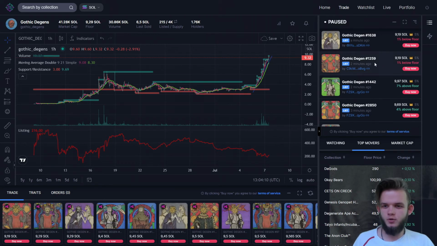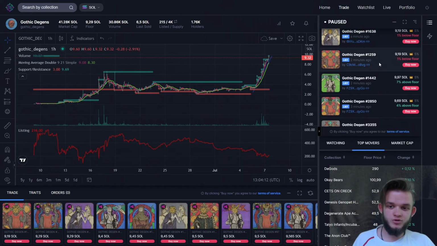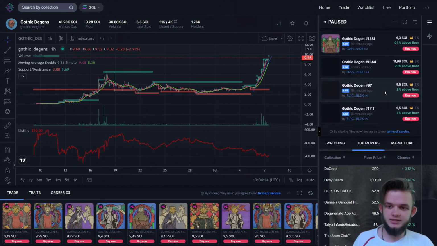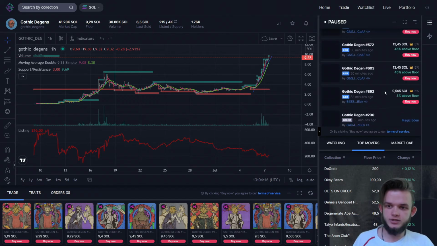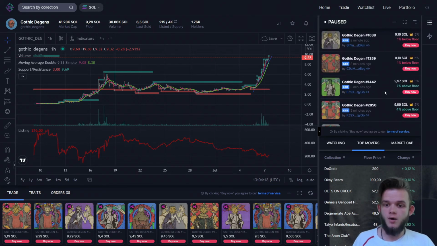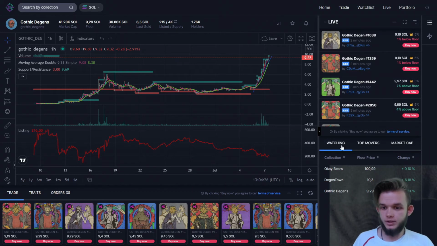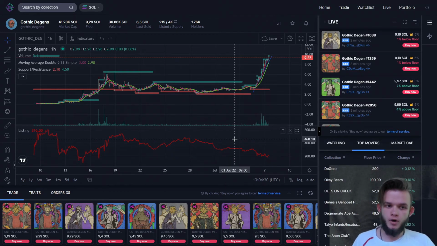And I don't know if it's 100% accurate, but in here we can see last sales for these collections, what is selling and for how much. This is kind of useful too. I'm not sure about its accuracy, but still this is something. And here we can check our watch list as well, top movers and top market cap.